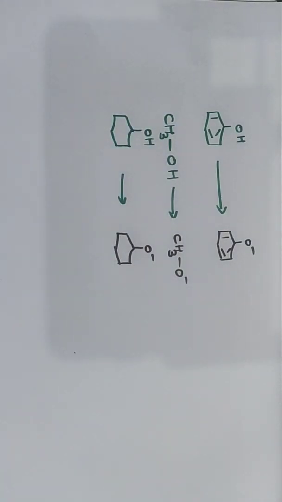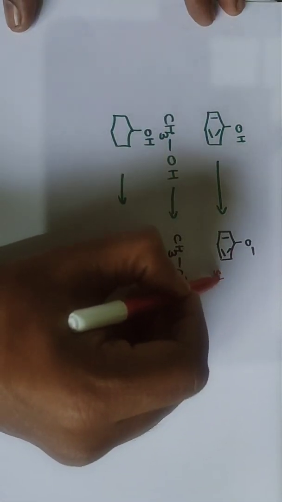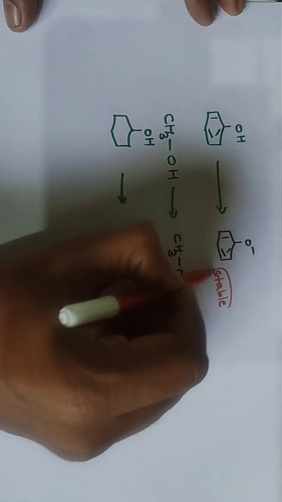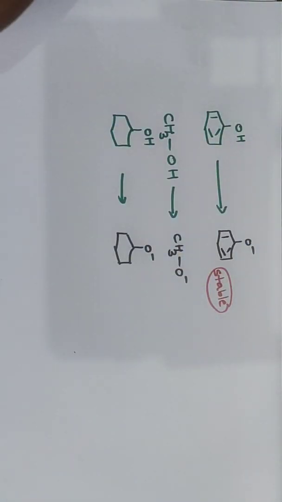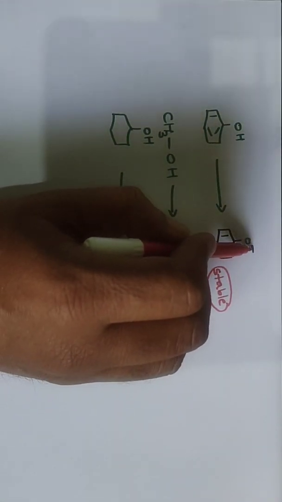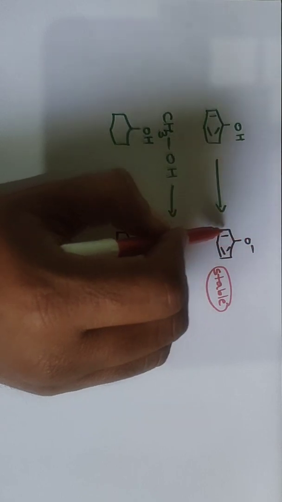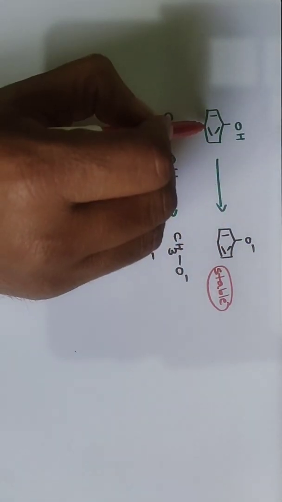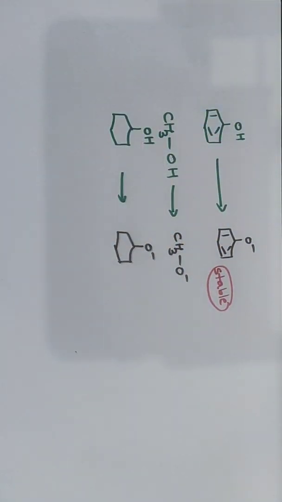Look at these three molecules. Out of these three, this is the most stable. Why is this stable? Because the negative charge gets delocalized into the benzene ring. As a result, the negative charge gets dispersed and this molecule will be stable. As a result, phenol will release a proton and is acidic.